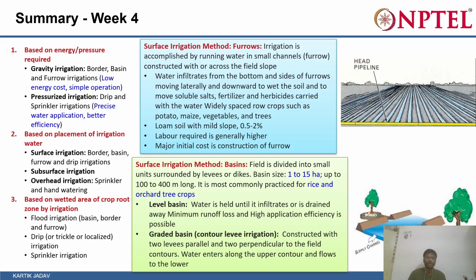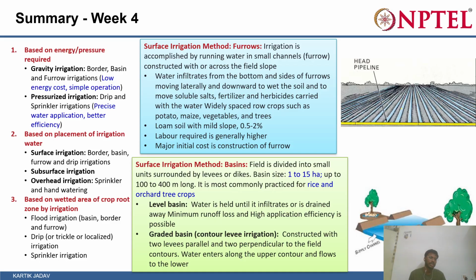irrigation aspects. Irrigation methods are generally divided by three broad aspects. The first is based on energy or pressure required, so you have gravity irrigation or pressurized irrigation. Gravity irrigation, like border, basin and furrow irrigation, generally has a low cost and is simple in operation. Pressurized irrigation, drip and sprinkler systems, gives precise water application and better efficiency.